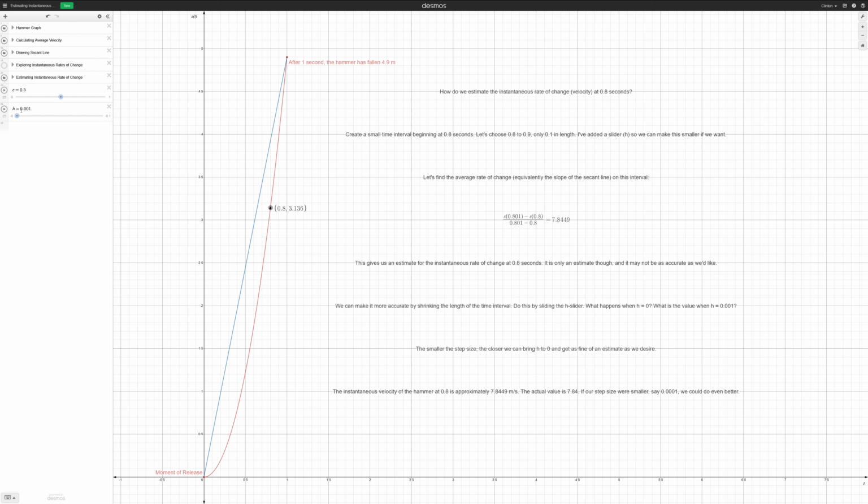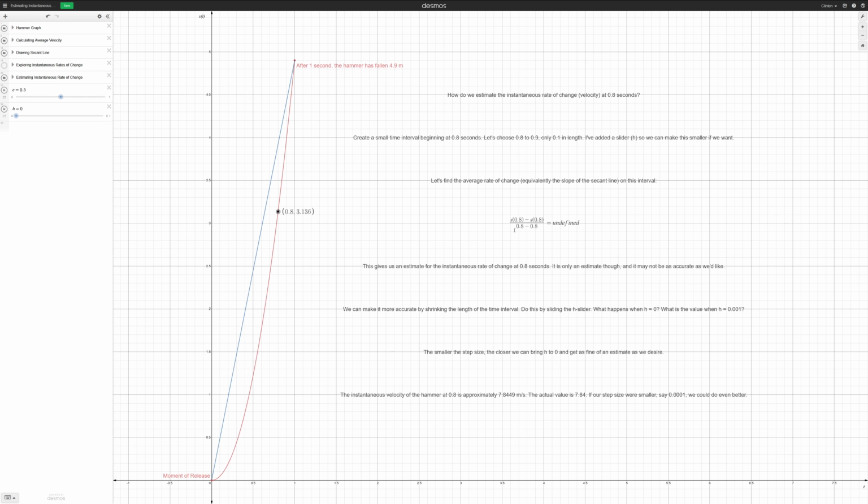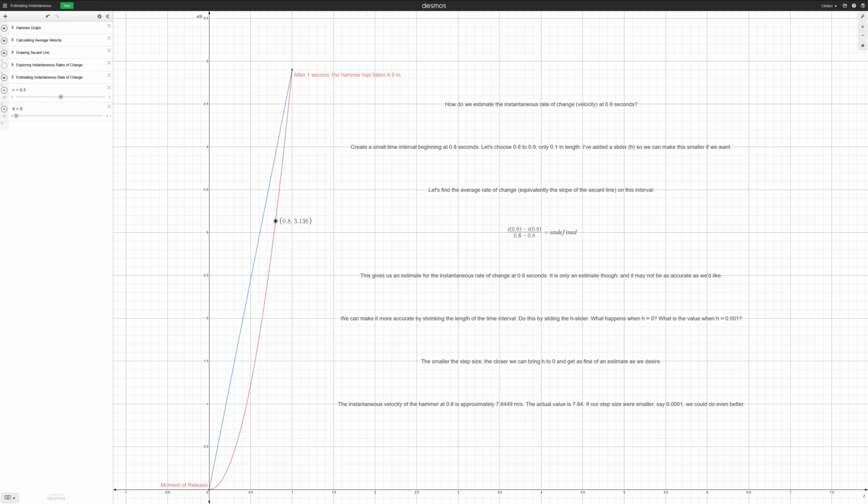So I have this as close as the slider will let me based on the settings I have here, a time step of 0.0001, and we get an estimate of 7.8449. The other reason we get undefined if we take it a step further is because, look at the bottom here. We're doing 0.8 minus 0.8. We're literally dividing by 0. So that's not good. Let's bump this back up.